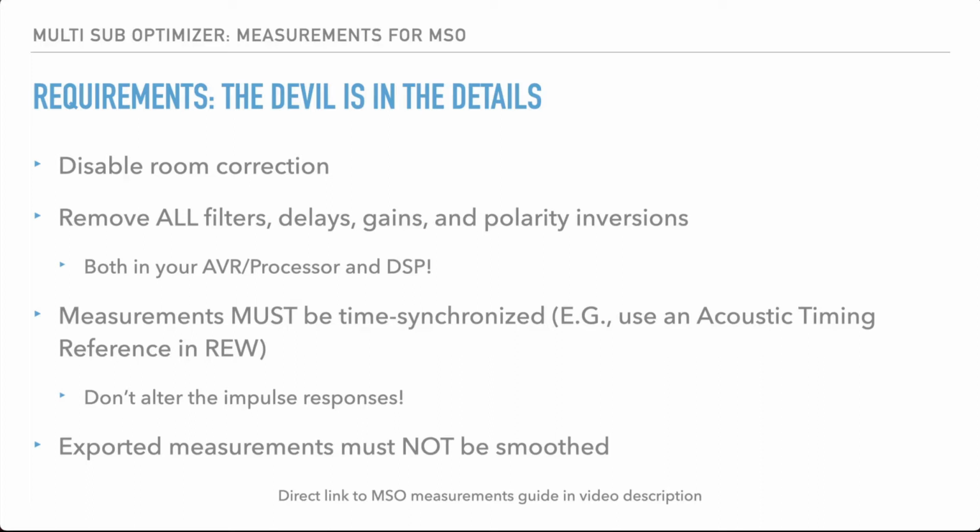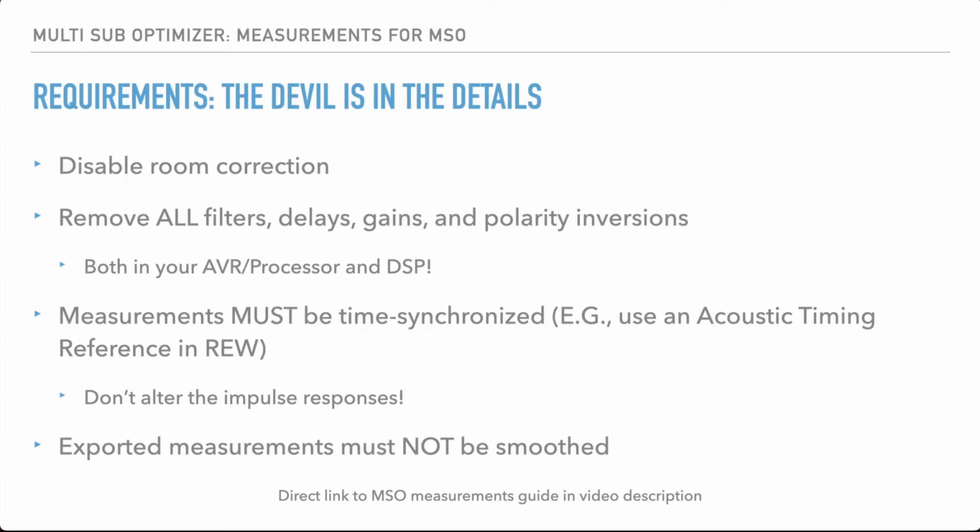Particularly if you've done a sub distance tweak, we're going to have that sub distance set to 0. All of our speakers are going to be set to zero delays, because those delays will mess up the timing of the measurements. And we're not going to alter the impulse responses.